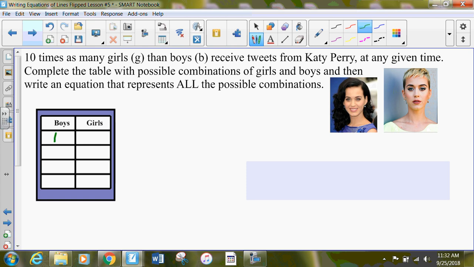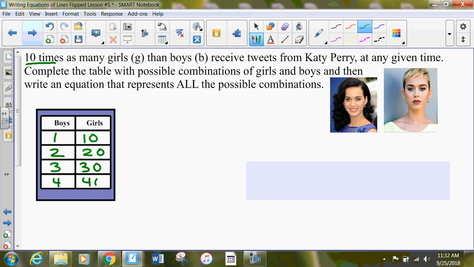10 times as many, right? So 1 times 10 is 10. If 2 boys received a tweet, well, we know girls would be 10 times as many, so that'd be 20. So I'm just making a table given the slope, right? 10 times as many. So each time a boy would receive a tweet, 10 times as many girls would. So if there are 3 boys that receive a tweet, then 30, etc., etc.